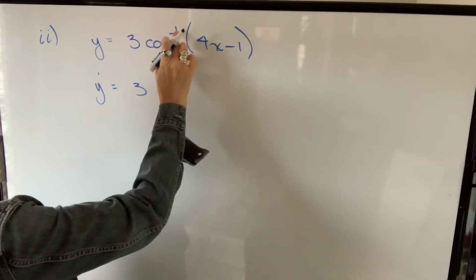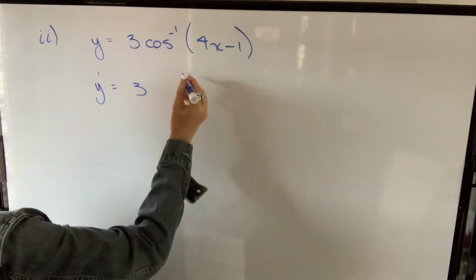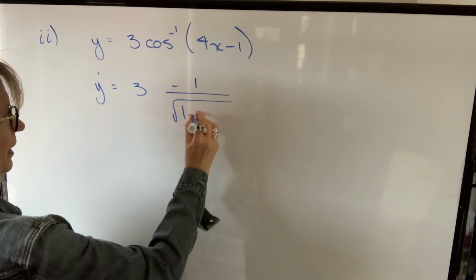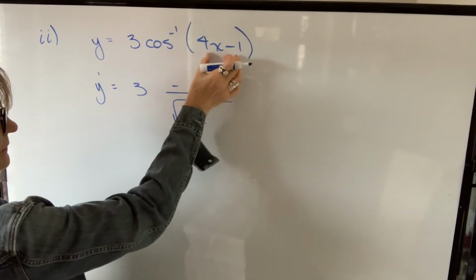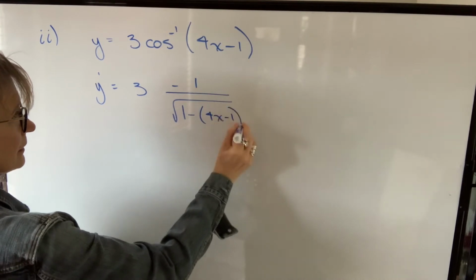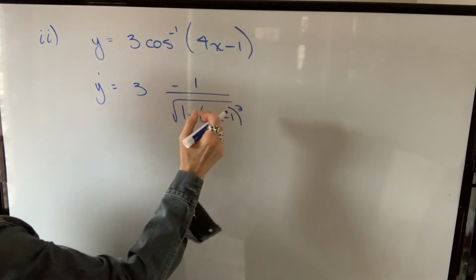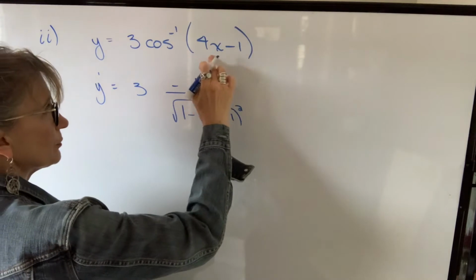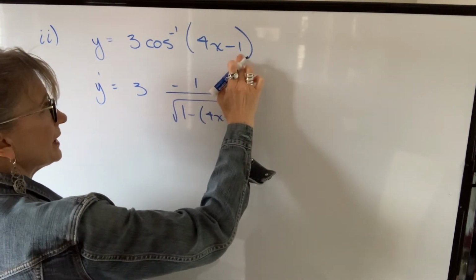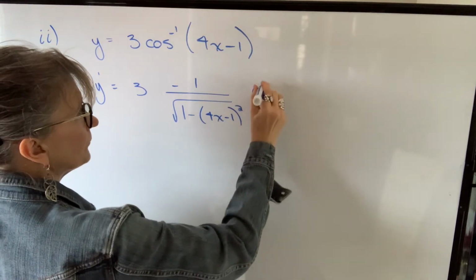Remember, that's not a power, it means inverse cos. So the derivative will be -1 over the square root of 1 minus whatever this is. This is your u, so whatever that is, squared. And then you need to multiply by the derivative of this. Remember your chain rule. We multiply by the derivative of 4x minus 1, and that would be a 4.